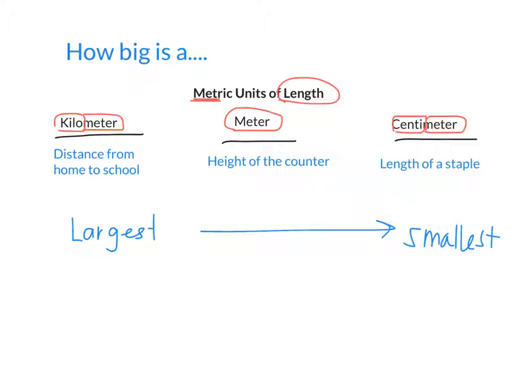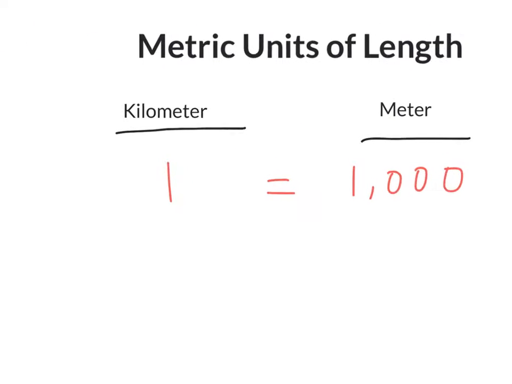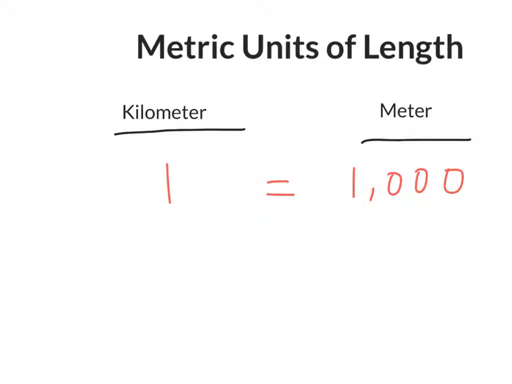Okay? Now, of course, these units are related. I'm here to tell you today, and you're going to write this down, that 1 kilometer is the same as 1,000 meters. In fact, do you guys see how kilo is the word in front of meter? That means 1,000. So that helps you remember that in 1 kilometer, there are 1,000 meters.